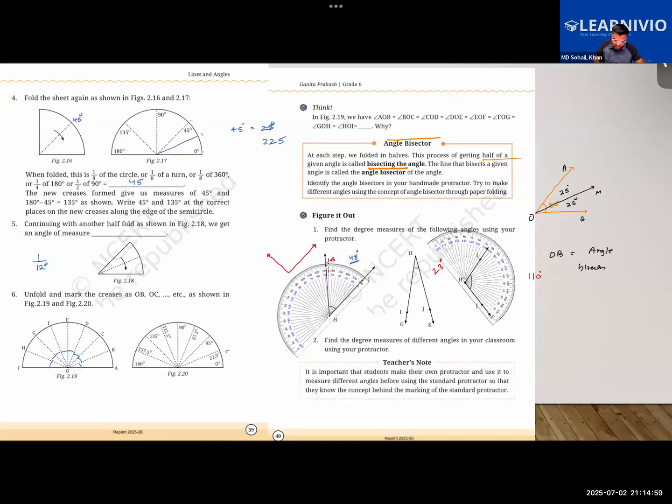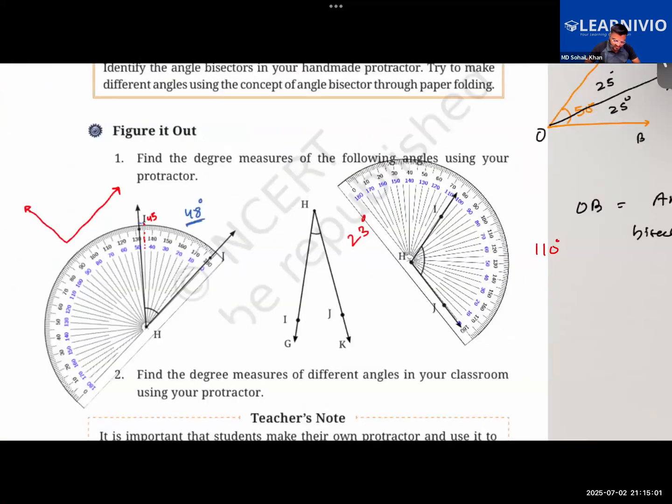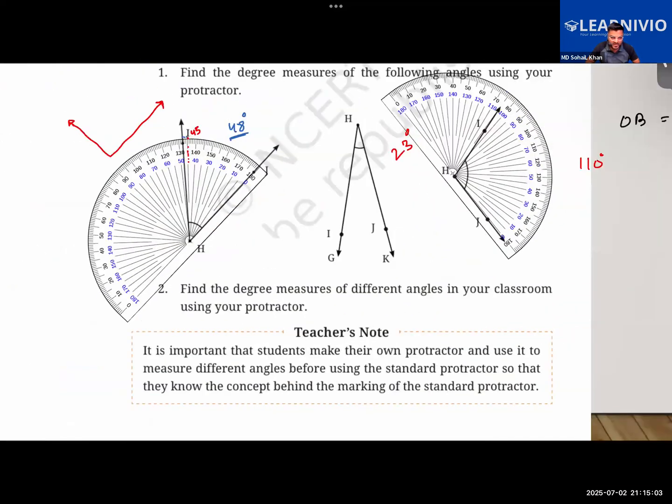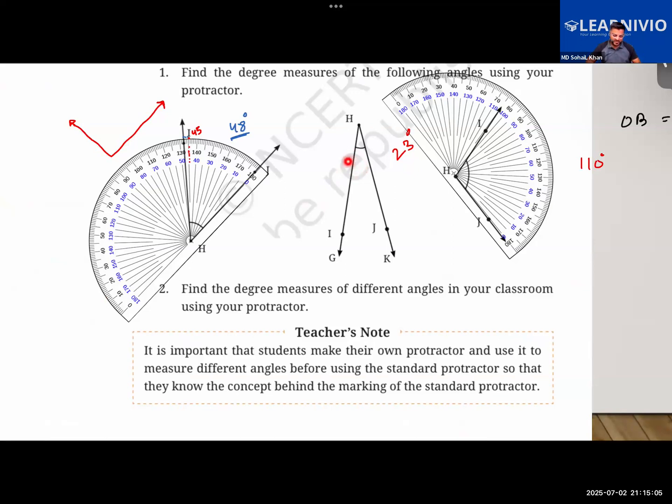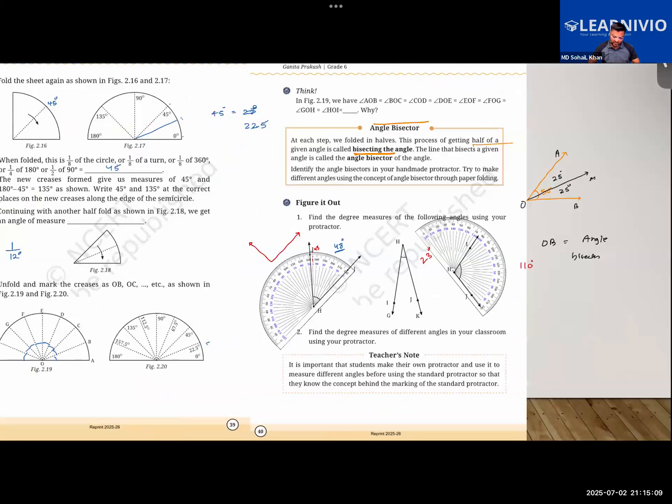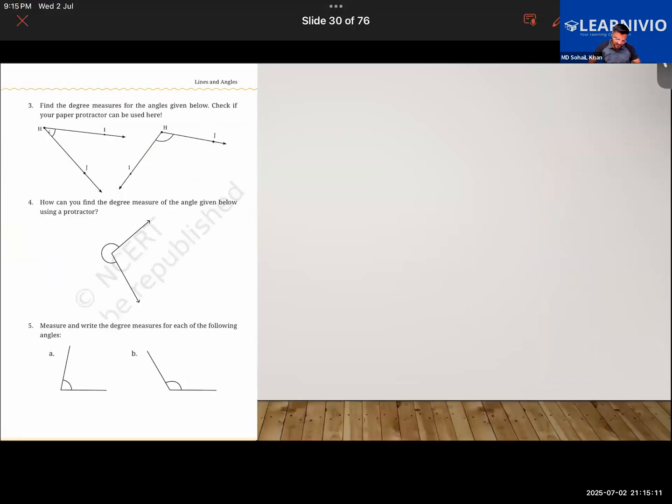Okay, you got your mistake in the second question, Habib. See, it's an acute angle, right? It's an acute angle, by the way. So place it properly. You should be getting 23 degree, I believe. Third question here. Find the degree measure for the angles given below.